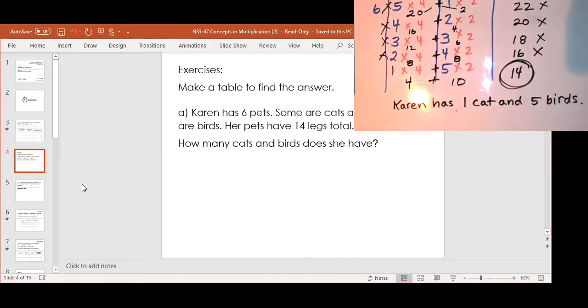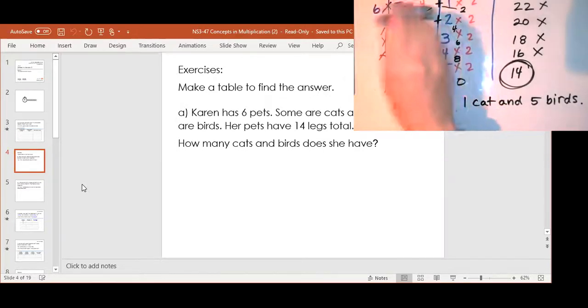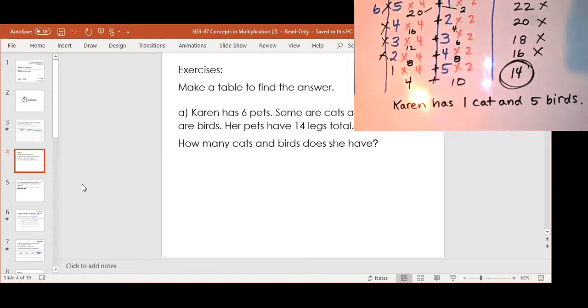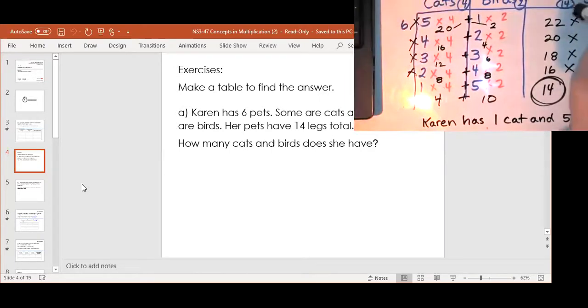Okay, so see how we're multiplying? First, we're putting the possibilities of how many animals of each kind she could have. Then we have to write down how many legs each of those animals have, all the cats and the birds. And we have to do the multiplying. And then we have to add the number of legs from the cats with the number of legs from the birds and see what we get. And we were looking for, because the question told us the answer was going to be 14. So we had to solve it all the way to there to find out the real answer.